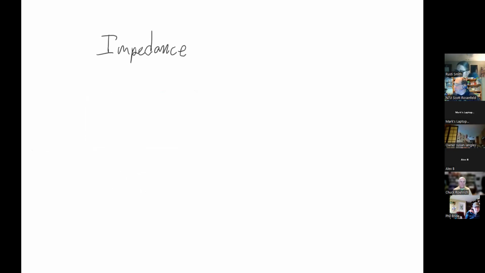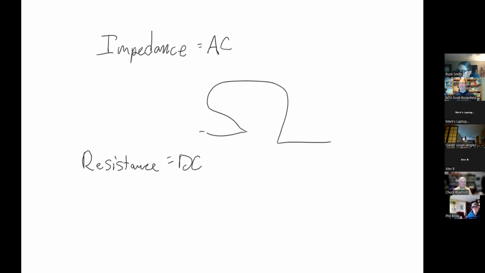So resistance is for DC. Impedance is for AC. And just to be confusing, they're both measured in ohms. Now, it is also true that resistors don't care if it's AC or DC. So in that particular case, impedance equals resistance in a resistor. But in a capacitor or an inductor, they do not.